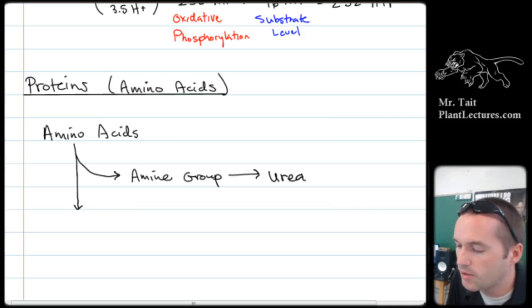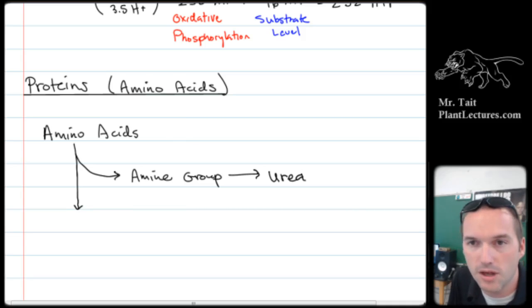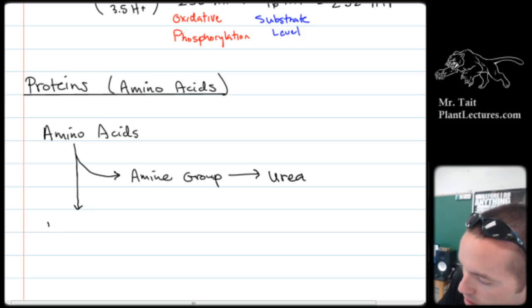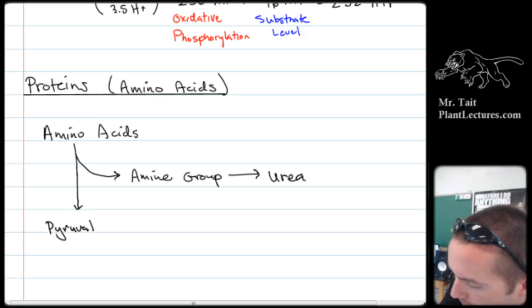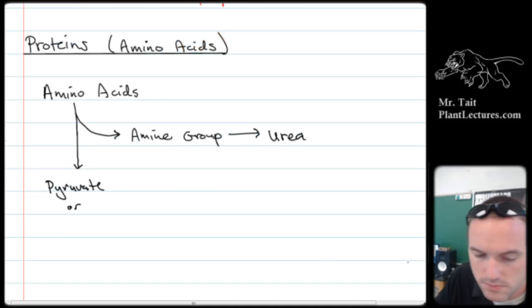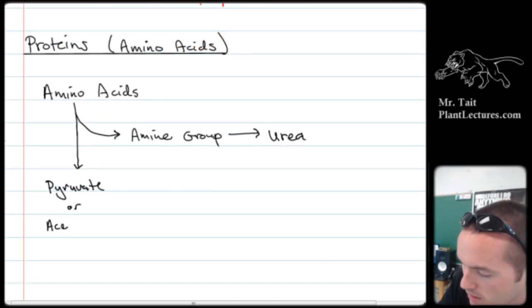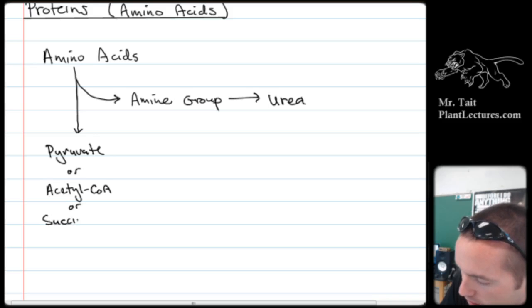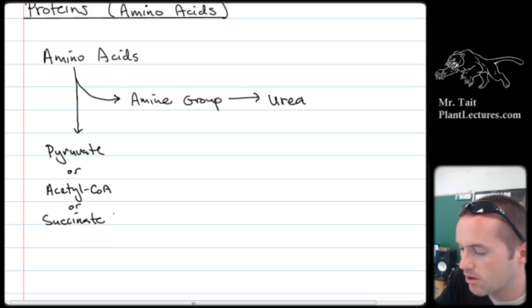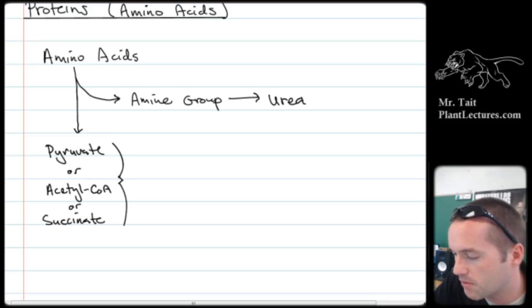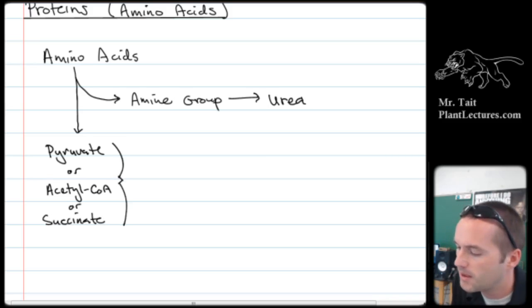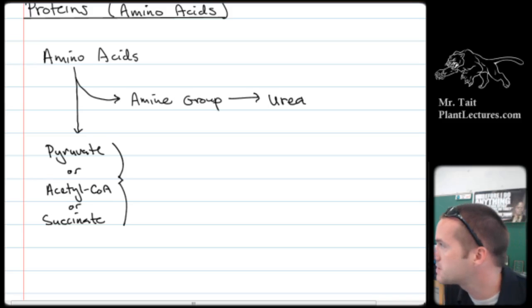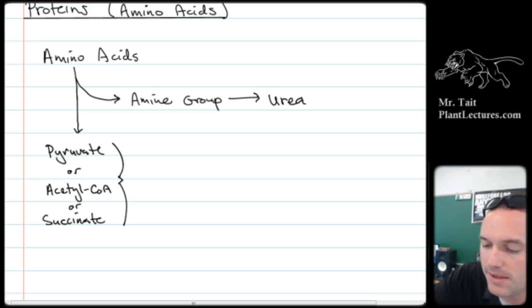So the rest of them are going to depend. It can go in a couple of different places. It can go into pyruvate, or it can go into acetyl-CoA, or it can go into what's called succinate. If you remember, succinate was the 4-carbon chain at the bottom of the Krebs cycle. Okay? So what determines whether it makes pyruvate or acetyl-CoA or succinate? It determines that based on the R group.